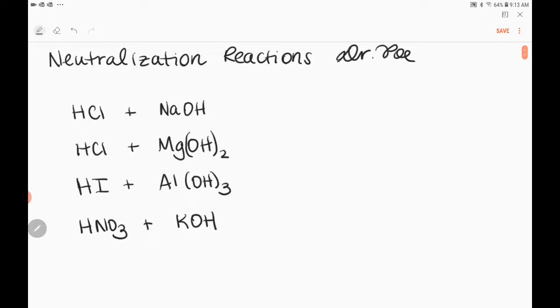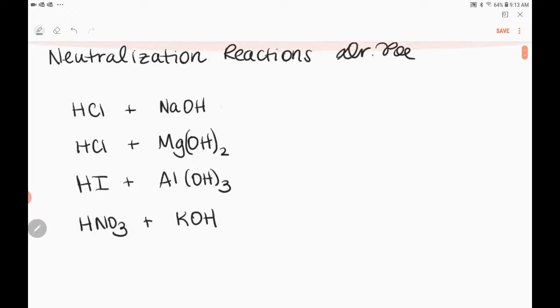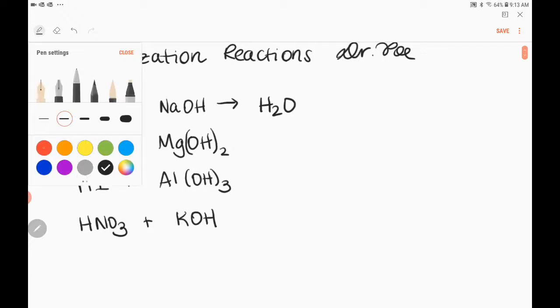So let's do this first one together to get an idea of what you're going to mean. As long as it's a strong acid and a metal hydroxide, a strong base, then you're going to make water and a salt. So I always start with the formula for water because I 100% know that is always a result. So that water, let's talk about where that came from really quick.